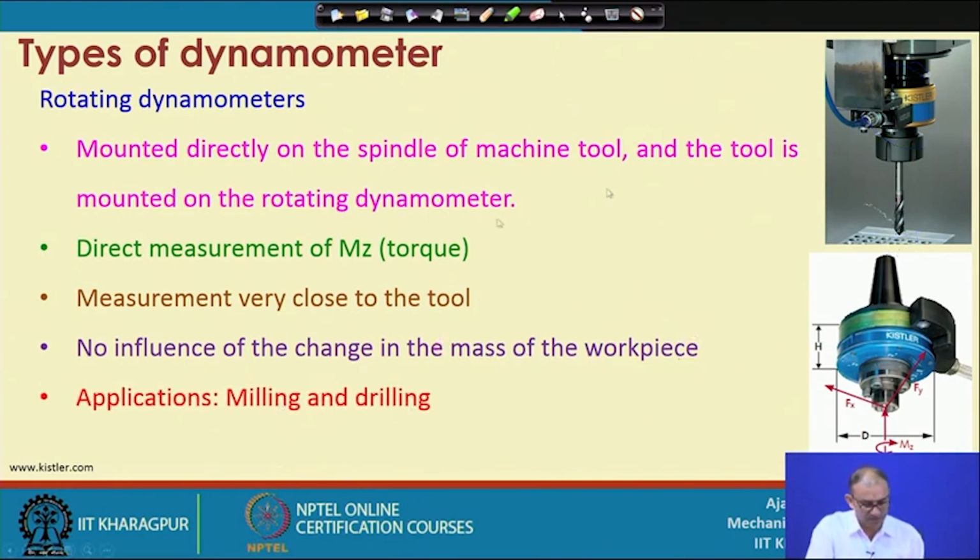Applications are milling and drilling, because these are the two operations where you can mount a dynamometer onto the tool side.